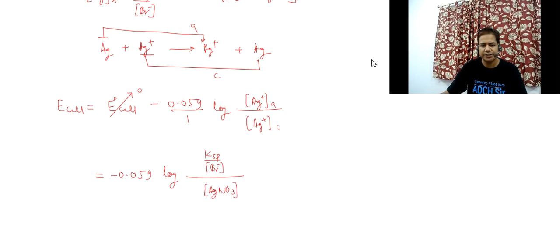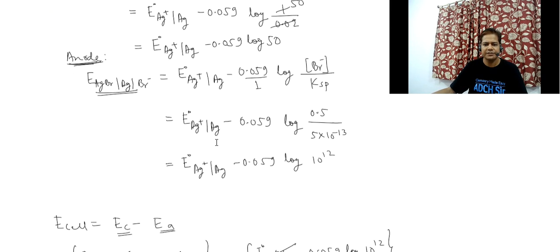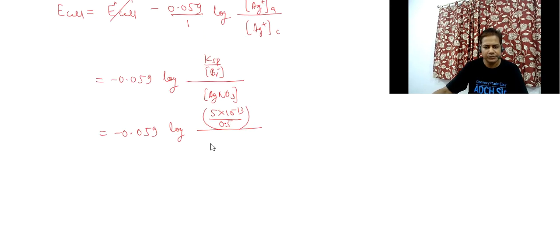Let us put the concentrations now. This is equal to minus 0.059 log of Ksp, which was given as 5 into 10 raised to minus 13. Concentration of Br minus was given as 0.5. Concentration of AgNO3, what was given in the question? Concentration of AgNO3 was given as 0.02. Let us put these values. So this comes out to be minus 0.059 log of 10 to the power minus 12 by 0.02.